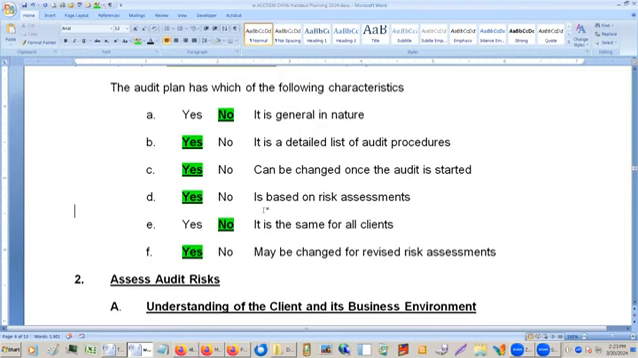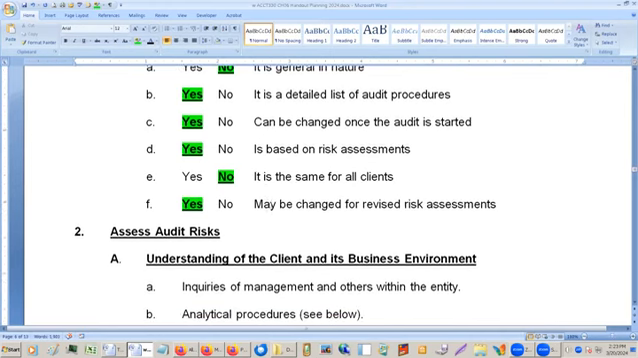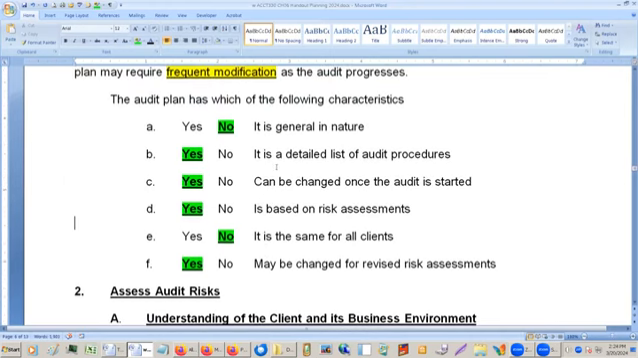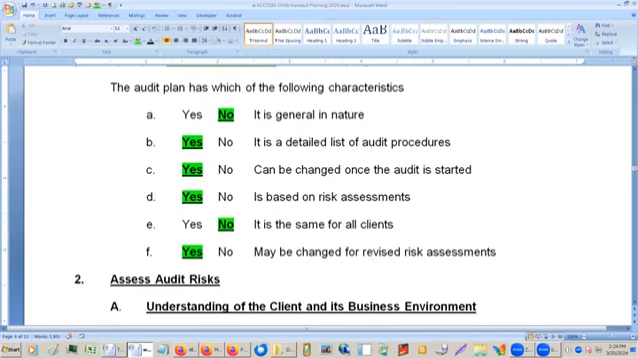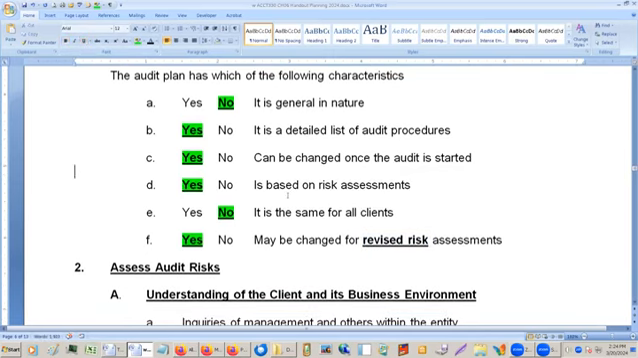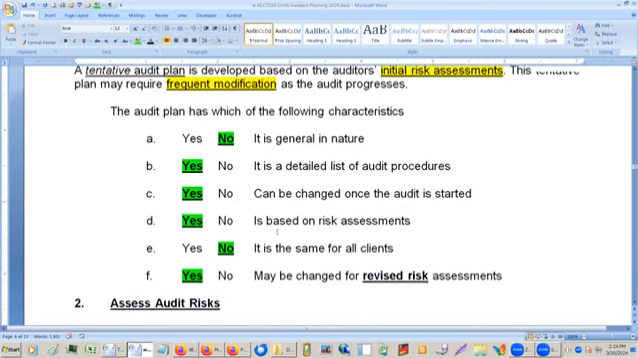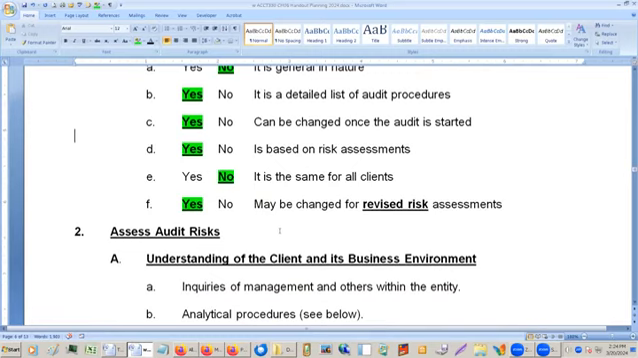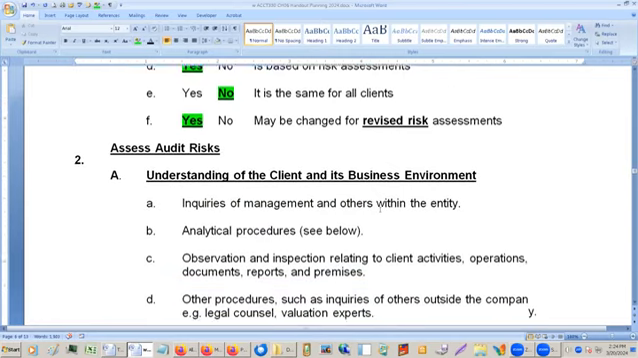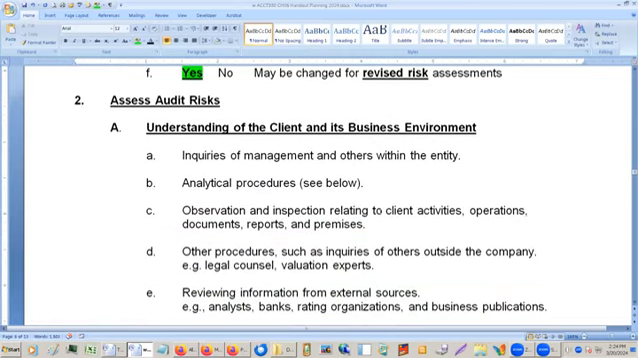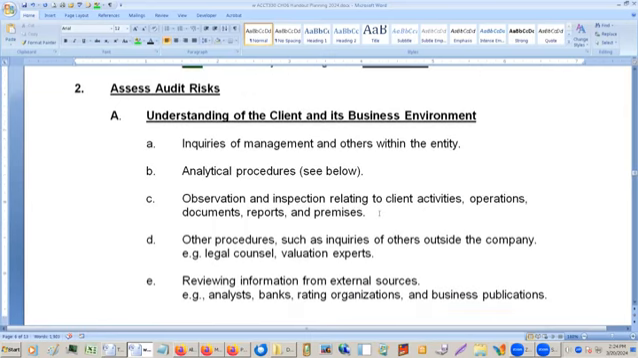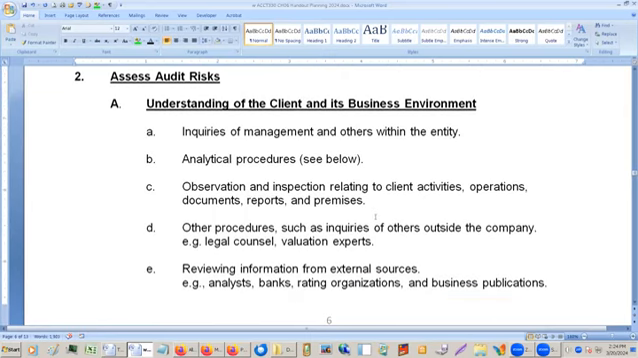It's detailed. It can be changed based on new information about risks. So when you revise the risk assessment up or down, it could be something that was a risk last year that's not a risk this year, or it could be a new risk. So it isn't that these are set in stone and you can't change them. You certainly can. You're going to do all the procedures you need to address all the risks, but at the same time, you're not going to waste time, and you're also going to hit all the risks that you think you need to hit.